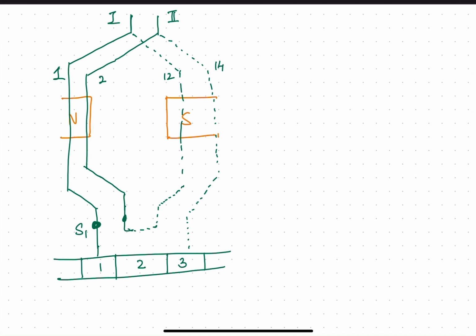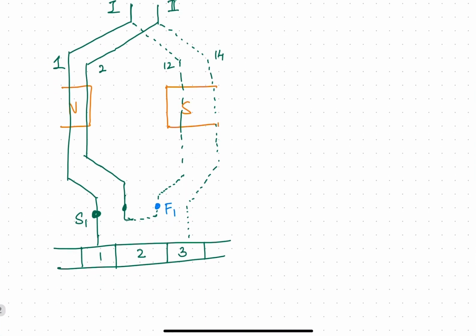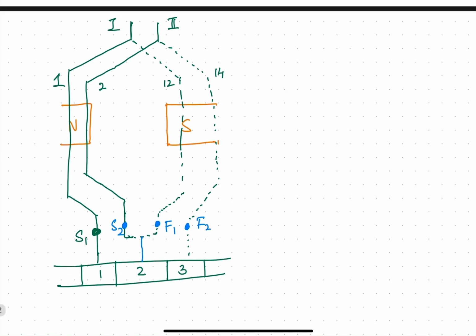Then we have the point F1, or what was the name of the point? The finish coil. This is point F1 of the coil 1, and then you have the point S2, the start 2 of the coil 2, and then you have the finish F2 of the coil 2, and this is connected like this. Okay, so this is what is the simplex lap winding.